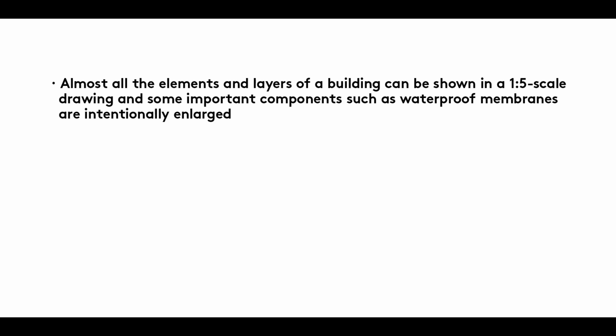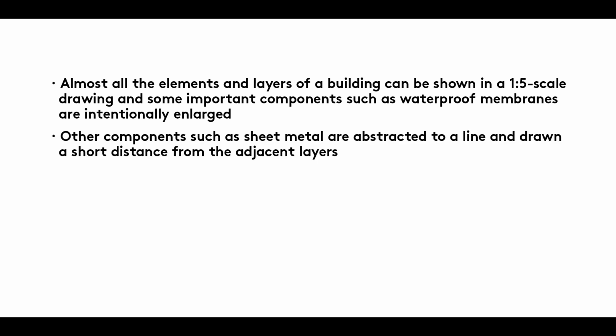Summary. Almost all the elements and layers of a building can be shown in a 1 to 5 scale drawing, and some important components such as waterproof membranes are intentionally enlarged. Other components such as sheet metal are abstracted to a line and drawn a short distance from the adjacent layers.